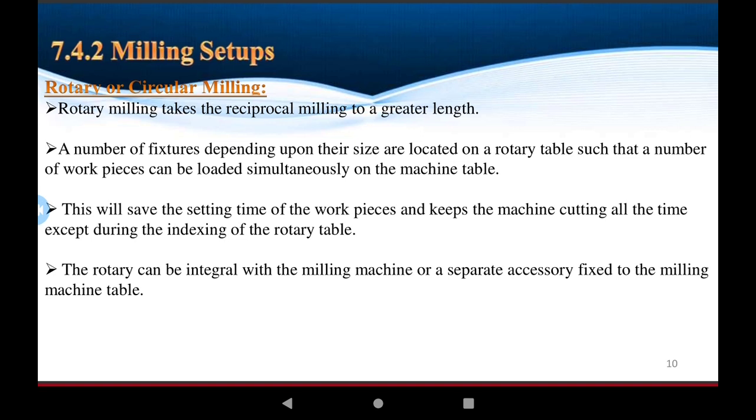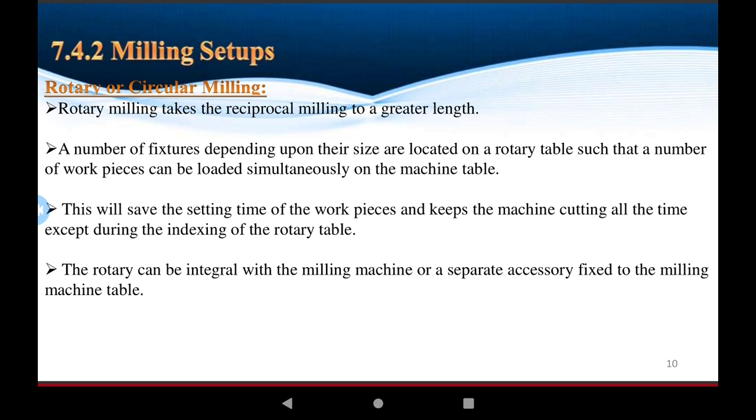The rotary and circular motion of the machines. Rotary milling takes place, the reciprocal milling to the greater length. Okay, suppose that the rotary motion rotates the workpiece at some rpm. Okay, 100 rpm, 120 rpm and 150 rpm.